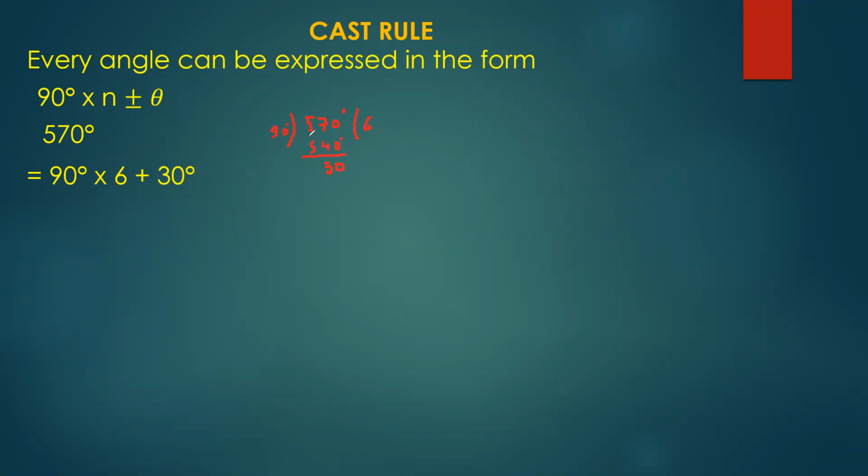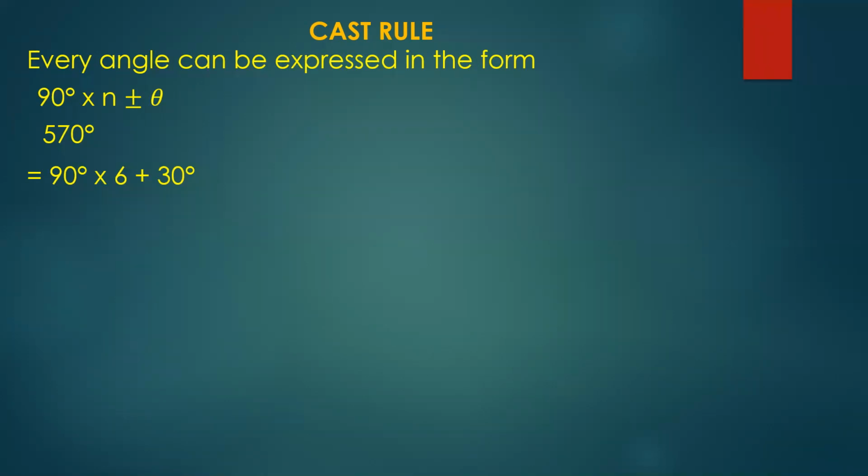Which means that if I multiply 90 times 6 and add 30, we get 570 degree. In the same way, as I said, 90 degree times n plus minus theta, I can even do it like this: 90 degree times 7, and subtract 60 degree, and I get the same 570 degree. So the main conclusion is that you can express any angle in terms of 90 degree times n plus minus theta.